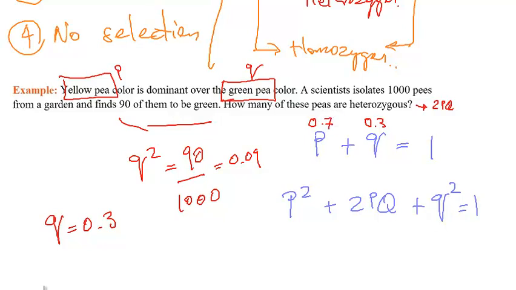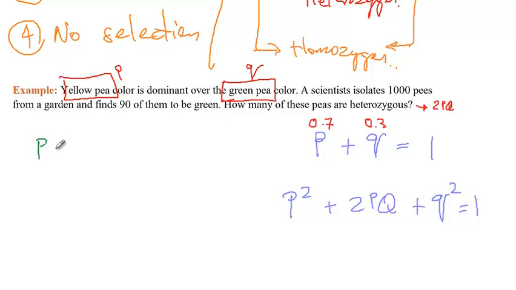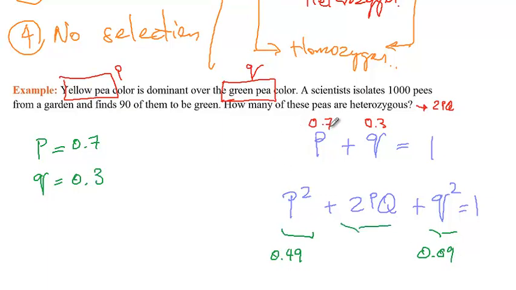So let me summarize these findings. Here we have P is equal to 0.7 and Q is equal to 0.3. So therefore, our P2 value is equal to 0.49. Our Q2 value is equal, we already knew, 0.09. And our 2PQ is 2 times 0.7 times 0.3 equals 0.42. Now if you multiply each of these values by the population that we have here, 1000, it would tell us how many individuals in that population would have that specific genotype.